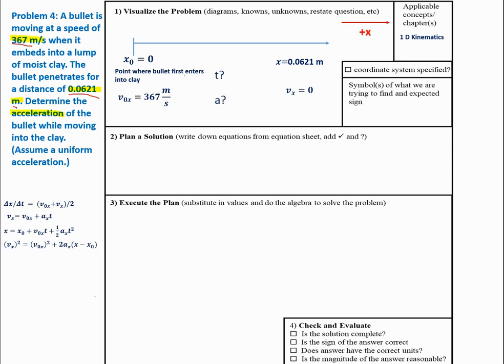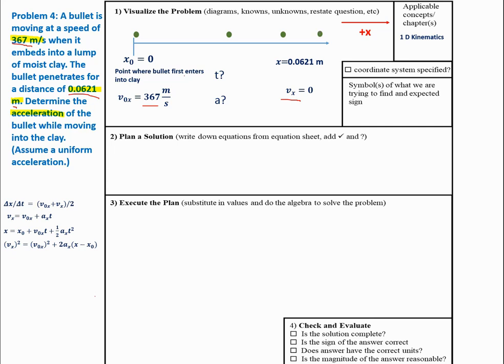Okay, so next let's draw a motion diagram. The bullet has an initial velocity of 367 meters per second and a final velocity of 0. That means it's slowing down while moving to the right. So the dots of the motion diagram should be spaced closer and closer to indicate that the object is slowing down.